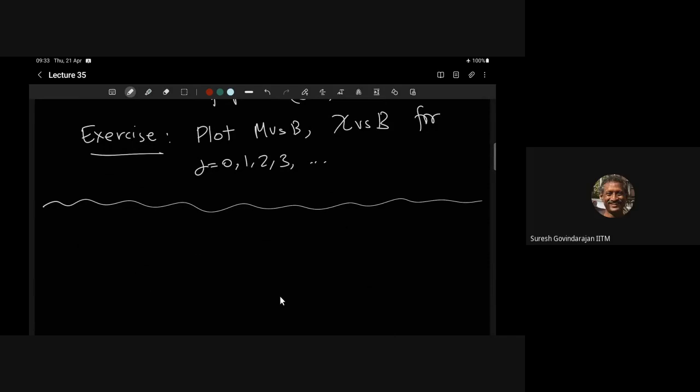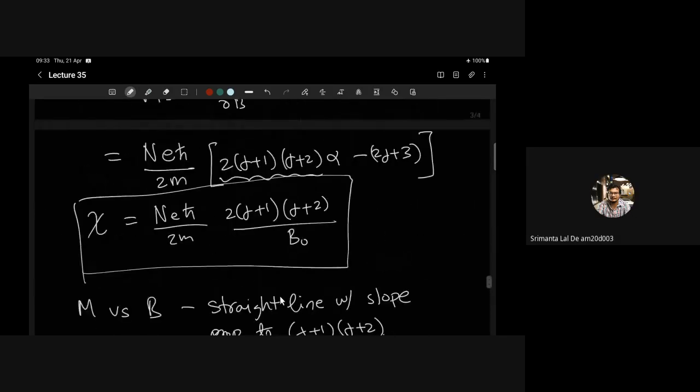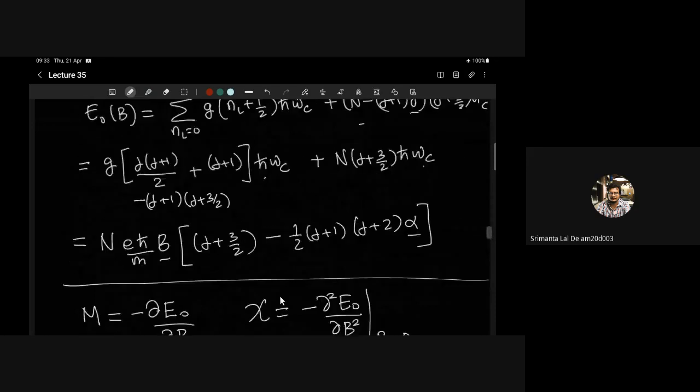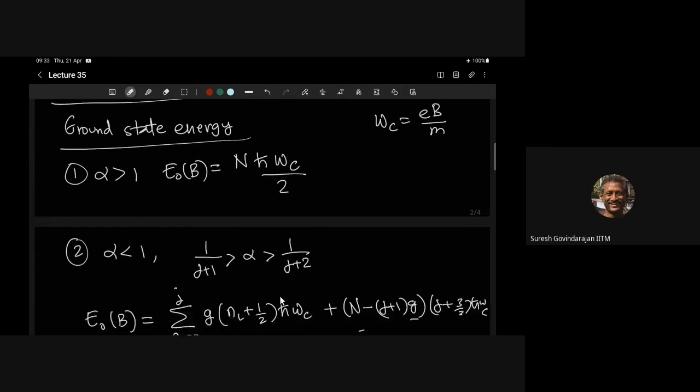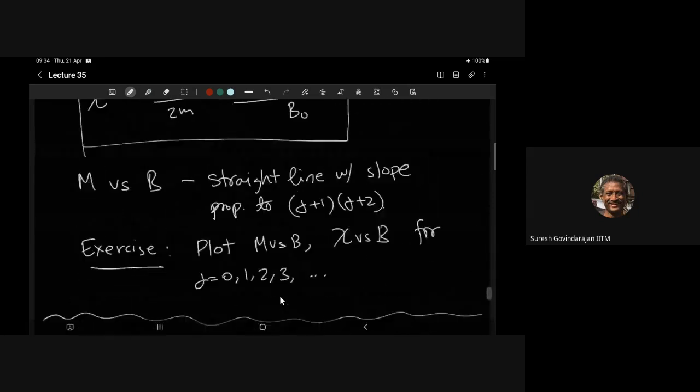Sir, for alpha greater than 1, only the ground state will fully have this expression. Okay, I have wrongly written it as NH omega bar C. Yes, I also wrongly wrote it and somebody corrected it for me, and so I put the 2 later. Okay, thank you. Yeah, it's half H cross. Okay, good. Any other question?